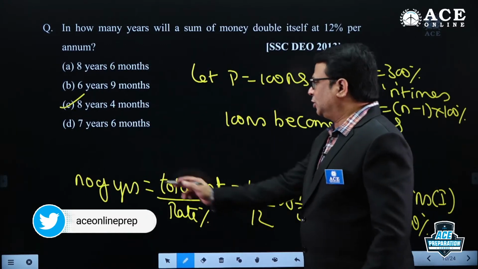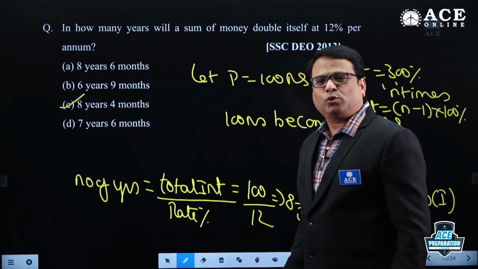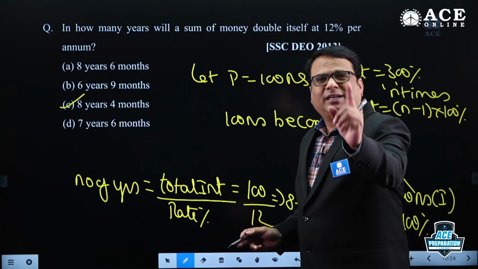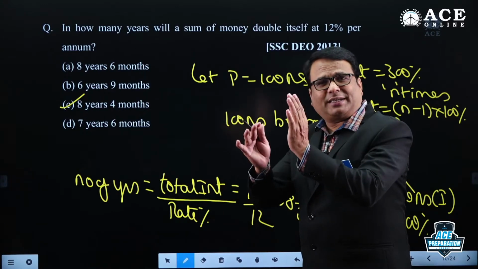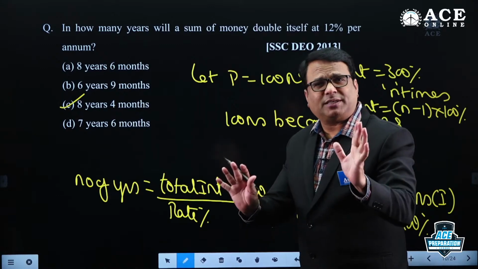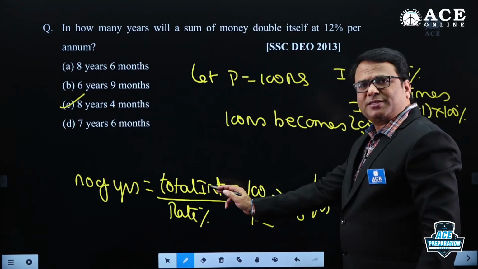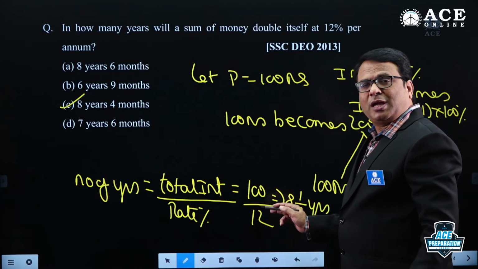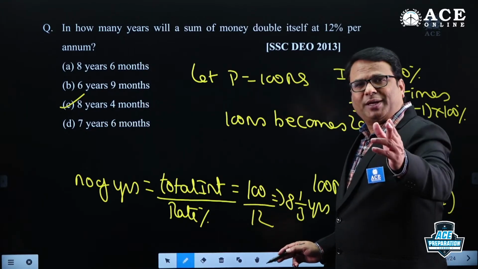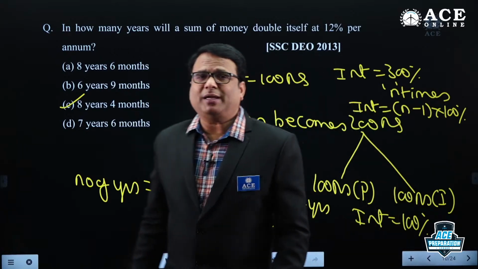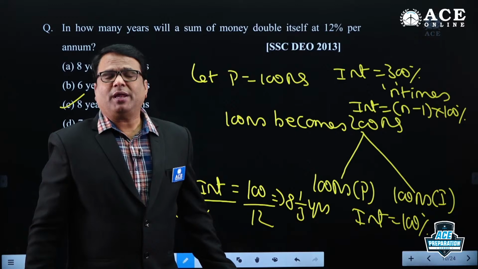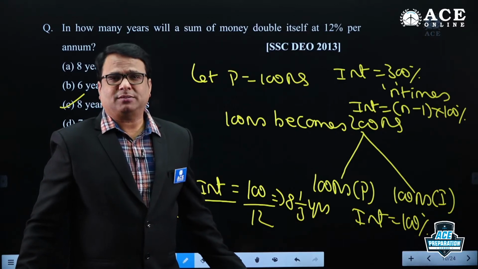You understand? Number of years. What I do here? Total interest divided by how much interest I get in 1 year, in terms of percentage. Total interest in percentage is 100, and rate of interest is 12. So 100 by 12 is 8 1/3 years. If you convert that 1/3 year into months, it will be 8 years 4 months.